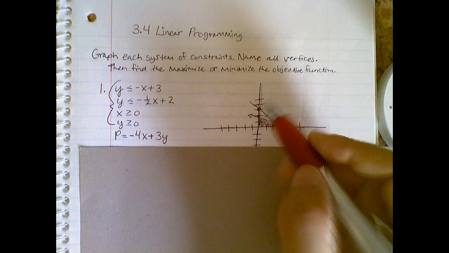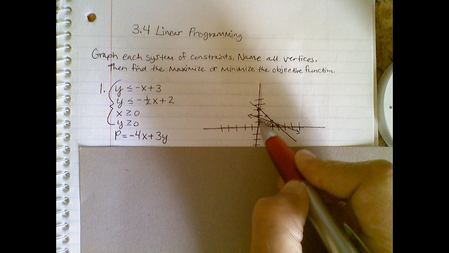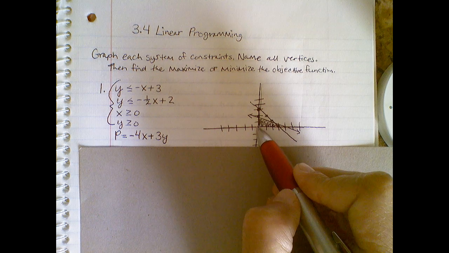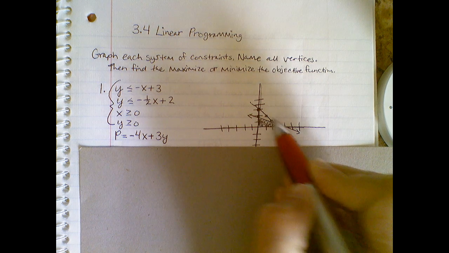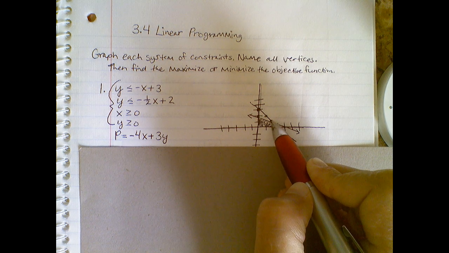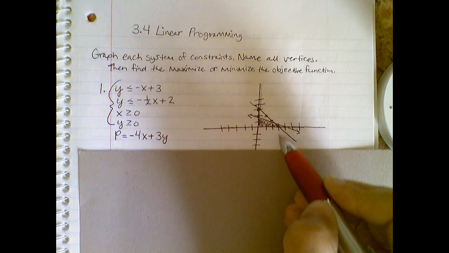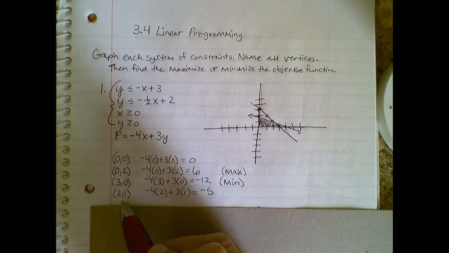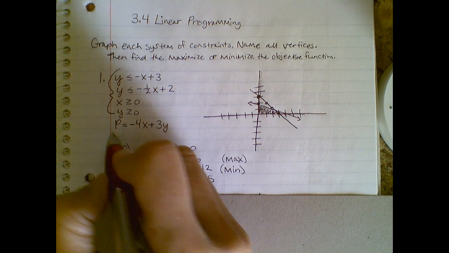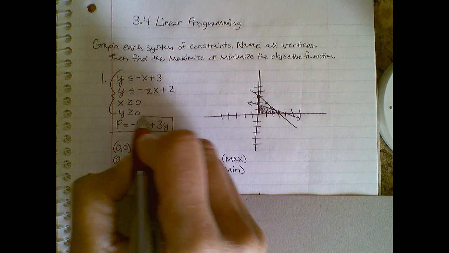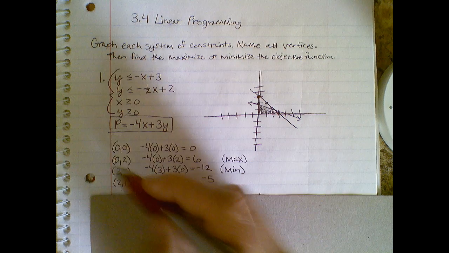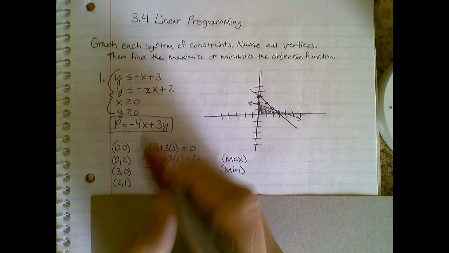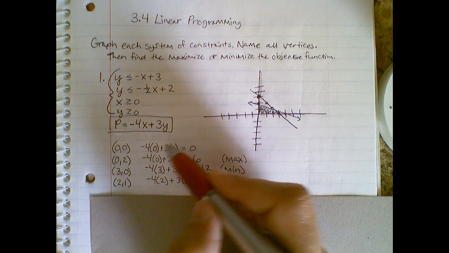Then from here, I'm going to label the vertices of this figure. So it's 0, 0, 0, 2, over 2, up 1, so 2, 1, and then 3, 0. So I label those coordinates. And then they're going to give you an objective function. You're going to plug your x's and your y's into this equation and then simplify them down.